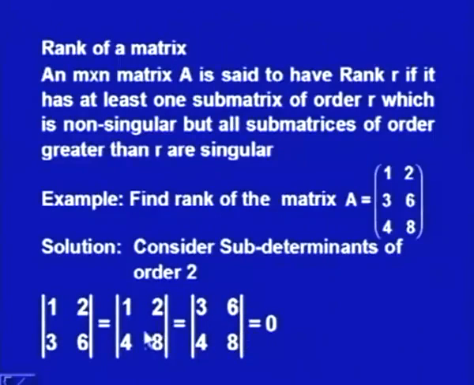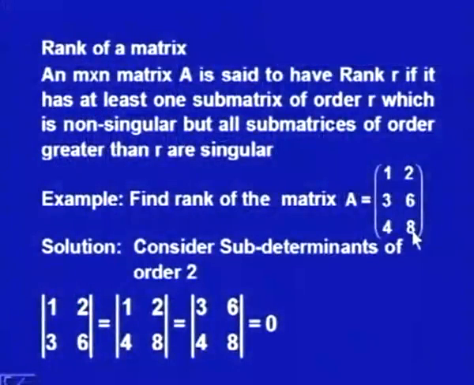So the determinant of all these submatrices is 0. So this matrix cannot have rank 2. So let us see what is the rank of this matrix. We will consider submatrices of order 1. This matrix will have 6 submatrices of order 1, that is the elements themselves 1, 2, 3, 6, 4 and 8, and their determinants are non-zero.